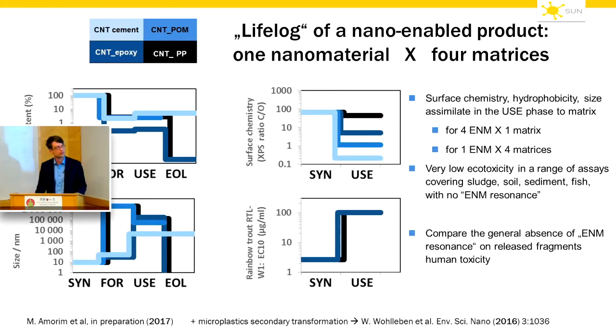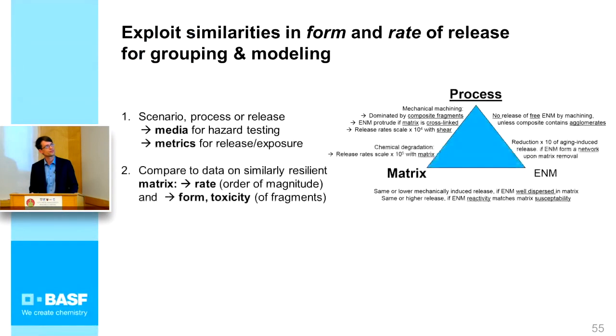Of course, there are some uncertainties in this because it's really an exploration into something new, but we are writing this up now, and we hope that it will generate a discussion on how to use life cycle as a grouping criterion. So to summarize the life cycle, first look at the process. Understand what process you're looking at, what is your scenario. Then you know already the relevant medium that you would use for dissolution or hazard testing. And you know the metrics of release and exposure.